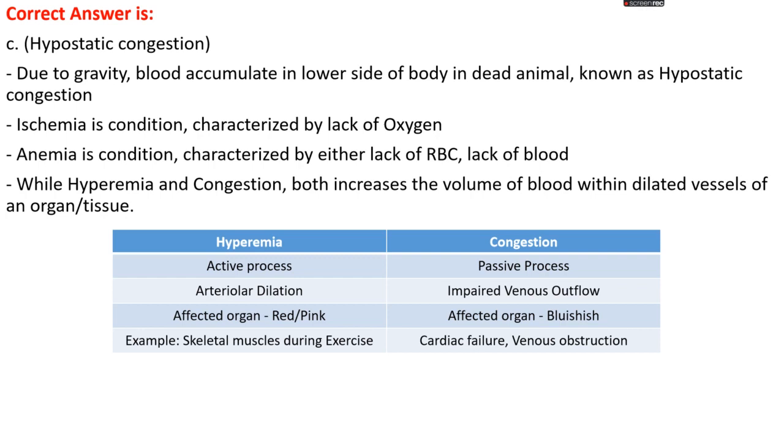Let's see some basic differences between hyperemia and congestion. Hyperemia is an active process while congestion is a passive process. In hyperemia, arteriolar dilation takes place, while in congestion there is impaired venous outflow. During hyperemia, the affected organ becomes red or pink in color, and during congestion the affected organ becomes bluish in color. A cause of hyperemia is, for example, skeletal muscles becoming hyperemic during exercise, while causes of congestion include conditions like cardiac failure, venous obstruction, etc.